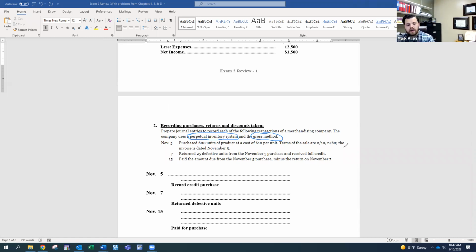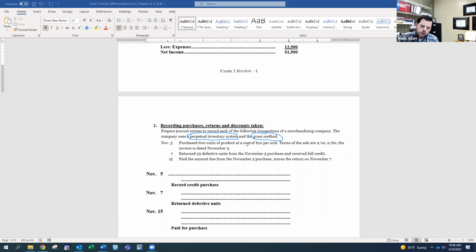Now, if we adopt a different book eventually somewhere down the line and we do both perpetual and periodic and we do both gross and net, of course, you'll need to cover that information on your own, or I will announce that in class, of course. But at this time, this is all we're really focused on. And so let's see how this one works.